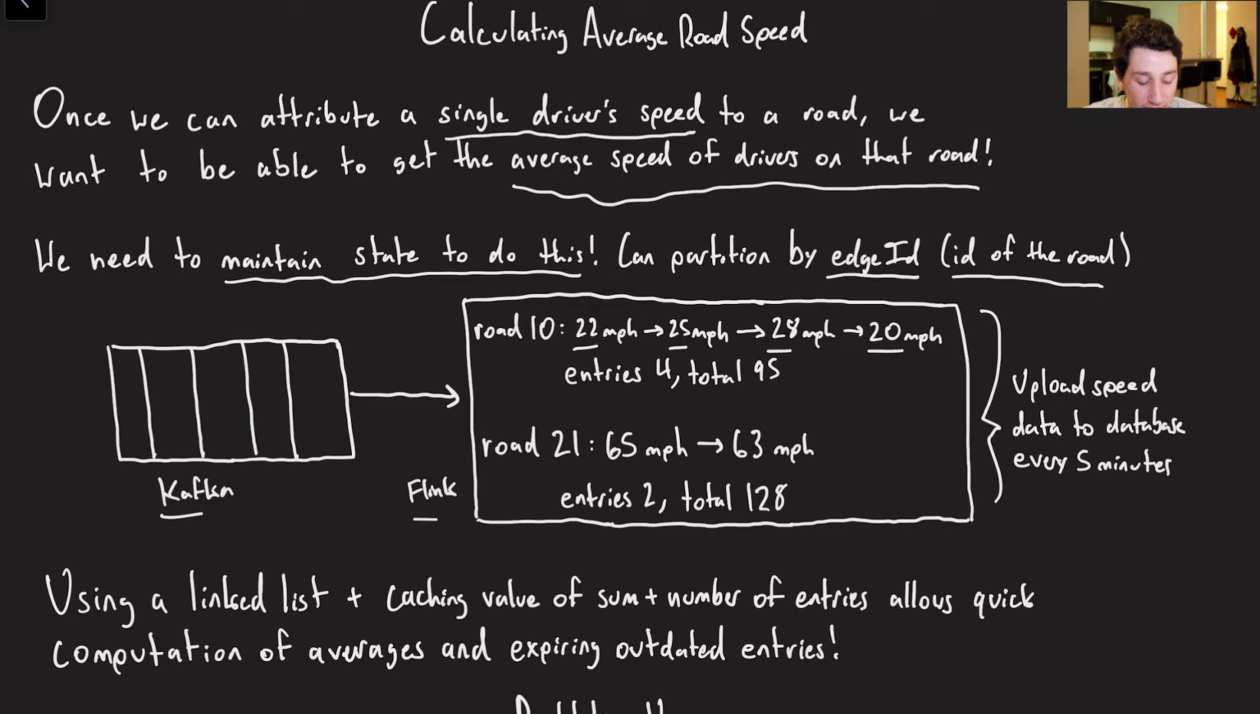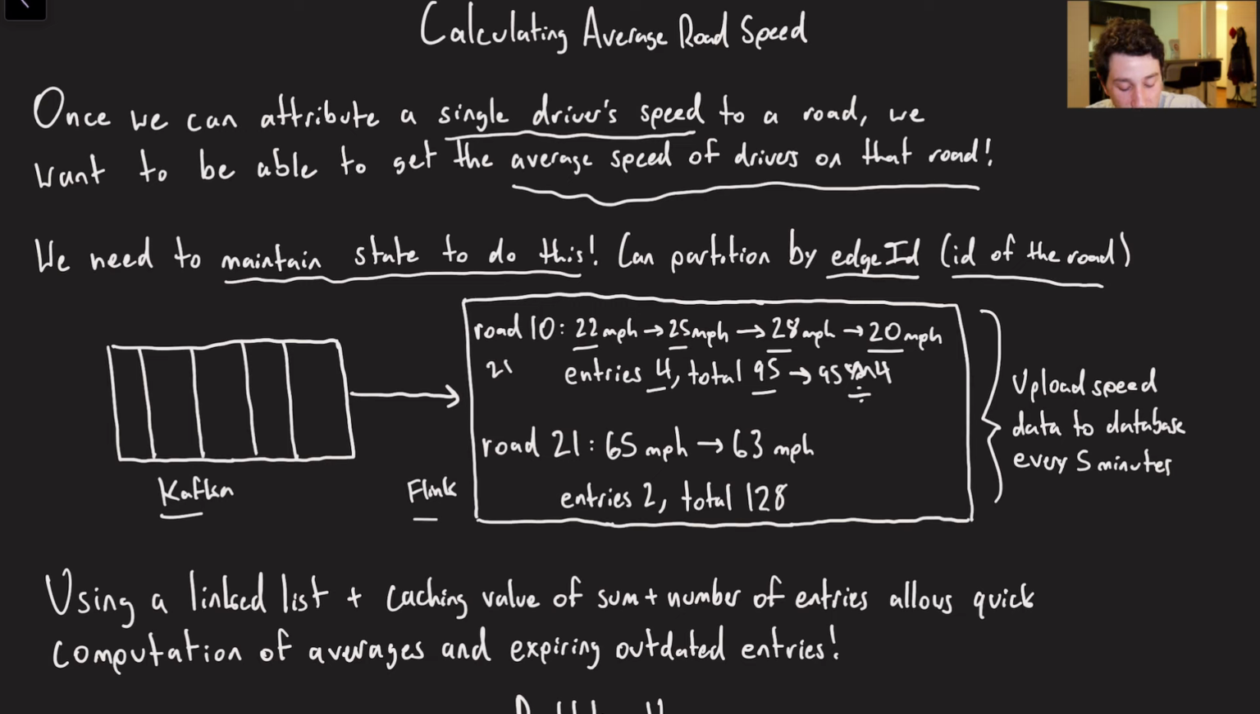We've got a linked list of all of the speeds, right? 22 is pointing to 25 miles an hour, 28 miles an hour, 20 miles per hour. And then we can also cache the number of entries that there are and the total miles per hour that we're seeing. The reason for this being that this is just an efficient algorithm to quickly get the average, right? So for me to get the average, I just do 95 divided by 4. That's a percentage sign. Geez, I'm tired.